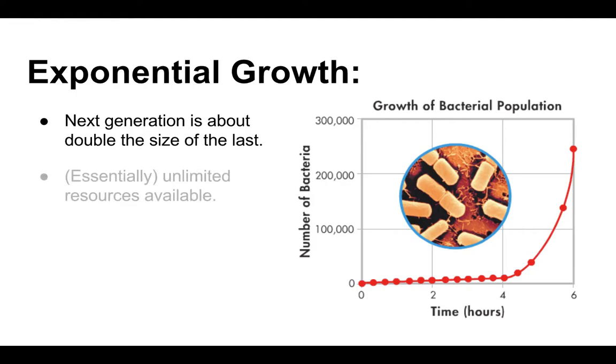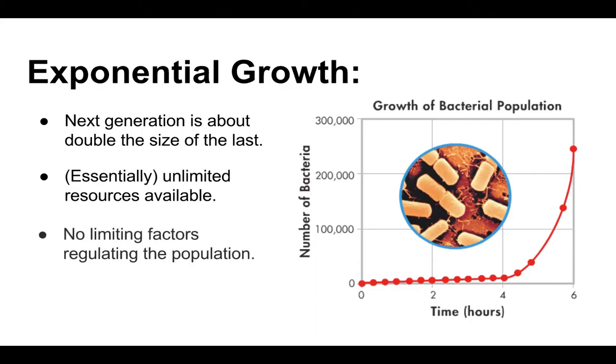And so why would this happen? Well, this is when things are good. There's unlimited space, there's plenty of food. Essentially, there's unlimited resources available. And this allows the population to keep on surviving and to keep on reproducing. And bacteria can reproduce really, really fast, by the way. All right. In other words, we could also say that there are no limiting factors regulating the population. So what do I mean by limiting factors? Well, that brings us to our next slide.